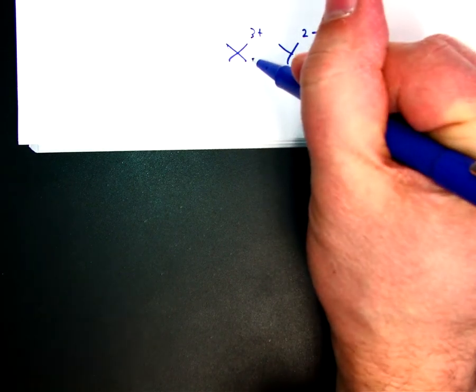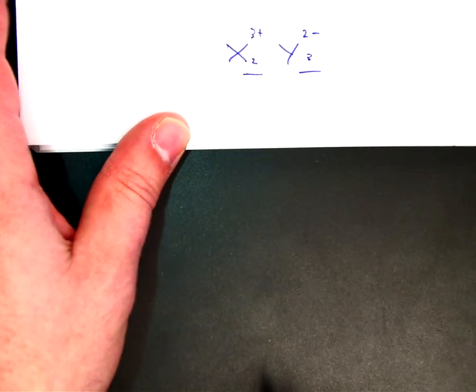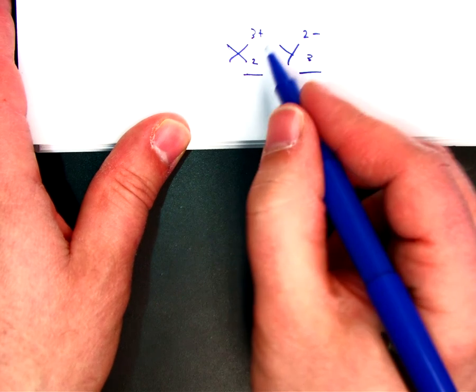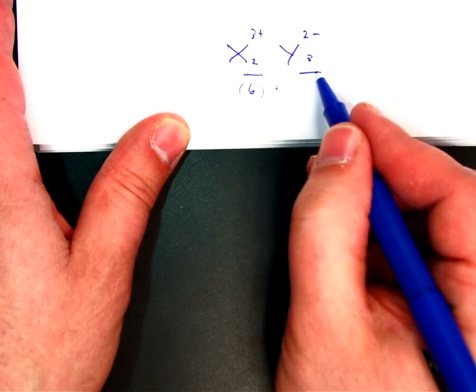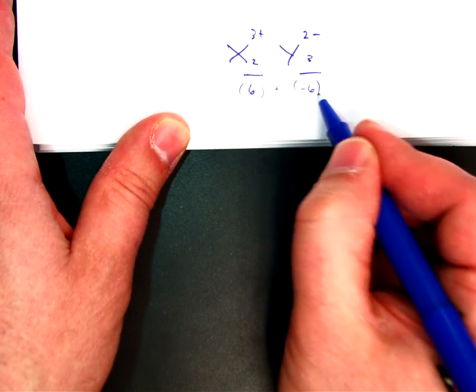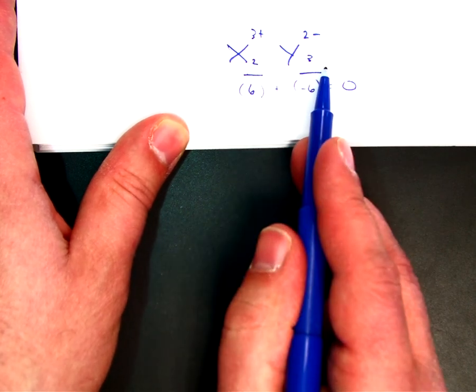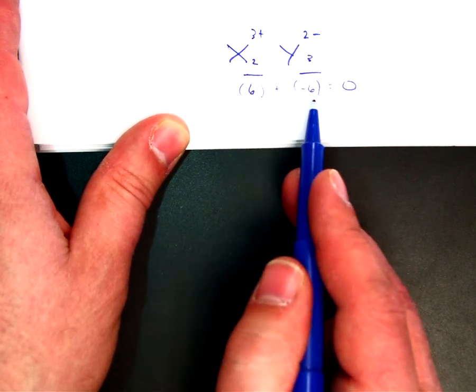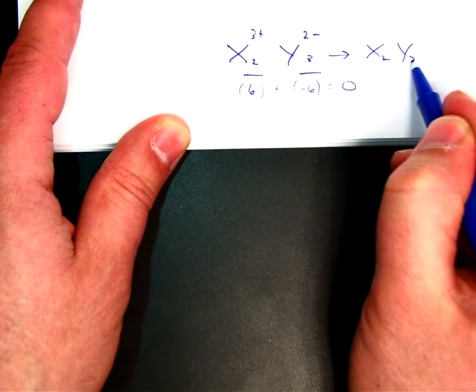So let's say I did this. What if I put a 2 down here, and I multiplied the 2 of those, and I put a 3 down here and multiplied the 2 of those? What's 3 times 2? 6. And what's -2 times 3? -6. So in this case, by putting a 2 there and a 3 there using the least common multiple, I can make it equal to 0. So it would be X2Y3.